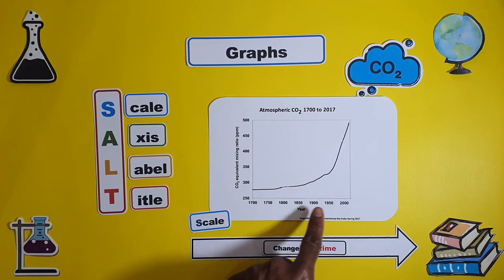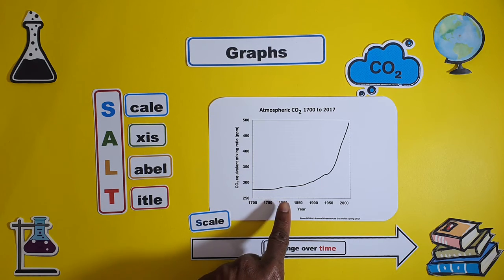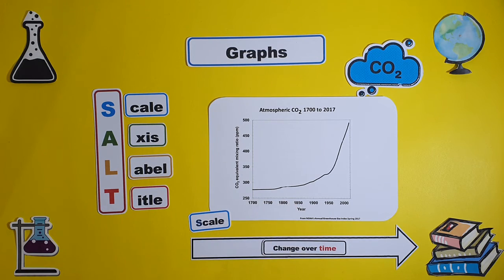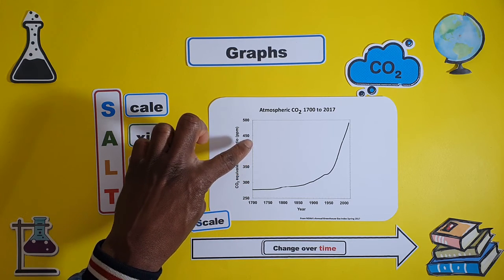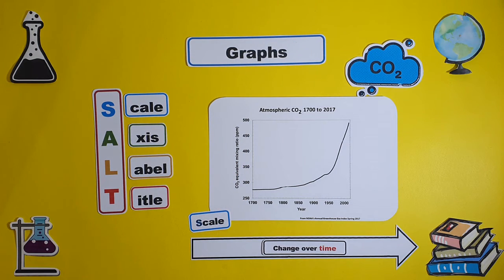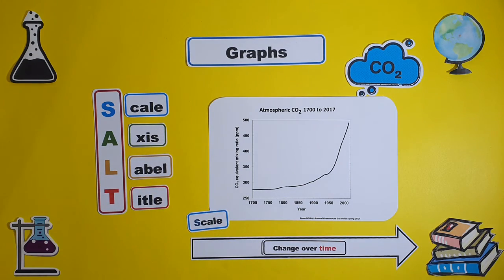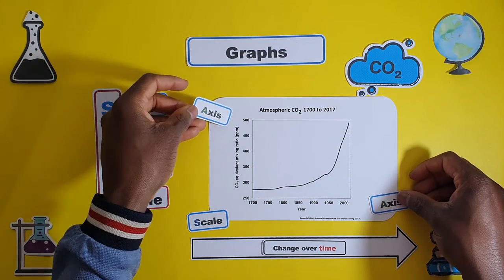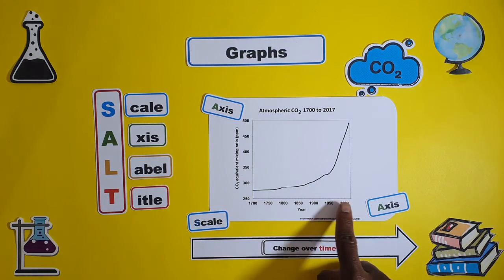You look at the x-axis and you look at the spaces between them, and that is 50 years each. So the x-axis is okay. You look at the y-axis and they have the same amount of space between them. So in that case, the scale is correct. Then you look at the axis. So you look at the x-axis and you look at the y-axis. Time is always on the x-axis, so it's correct.